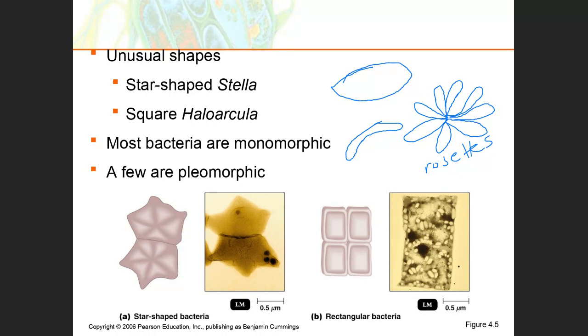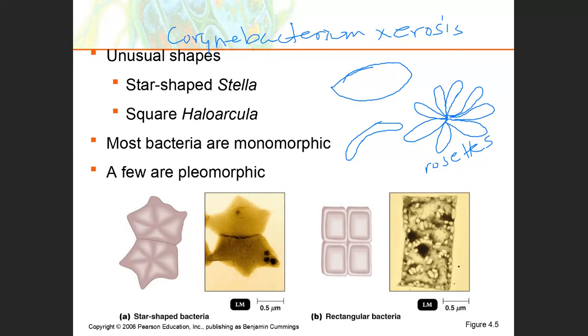So they're monomorphic, one shape. Some bacteria, however, can change their shape and they're pleomorphic. A good example of that is the organism Corynebacterium xerosis. I just mentioned this one because it's unusual, because it is pleomorphic. When it's young and healthy, it's a rod. But when it gets older, it gets rounder and looks like a coccus.